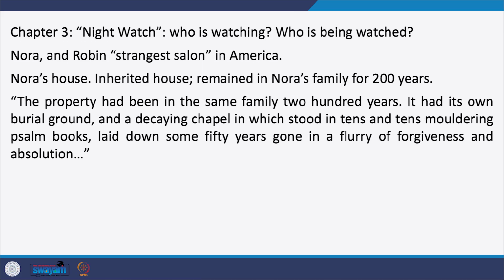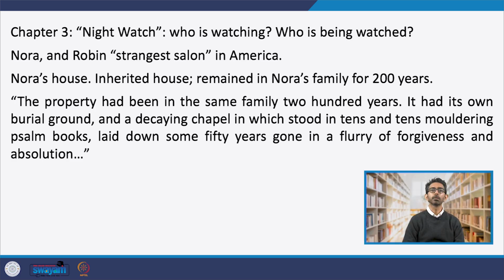The third chapter is titled Night Watch. This is the one that introduces Nora to us, and it also tells us that Nora lived in this strange house, which is called the strangest salon in America. It is an inherited house, which we are told remained in Nora's family for 200 years. The property had been in the same family 200 years, and now I'm reading from Djuna Barnes.